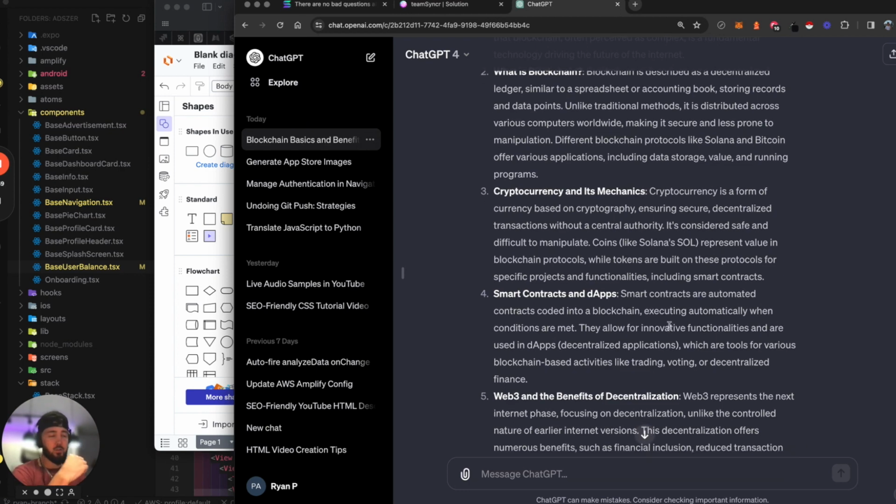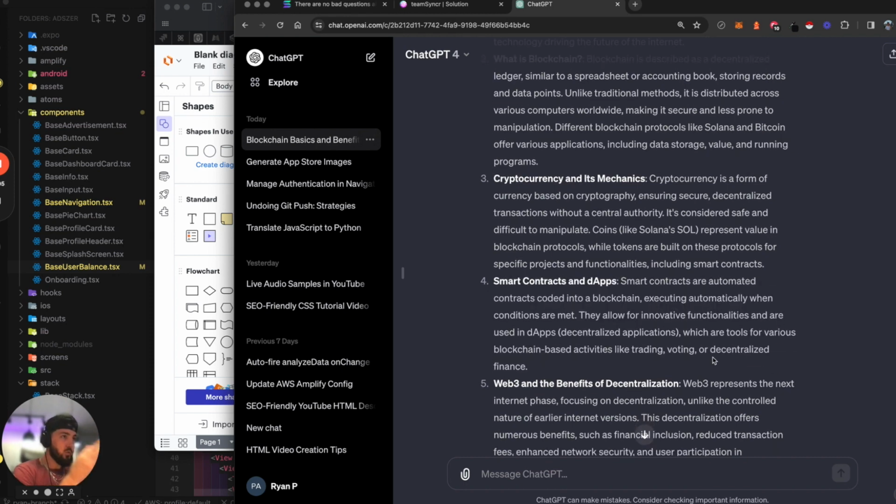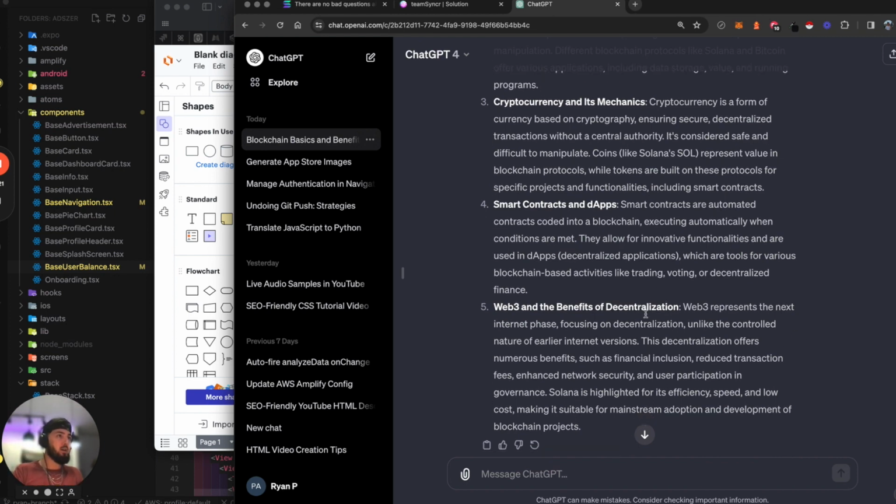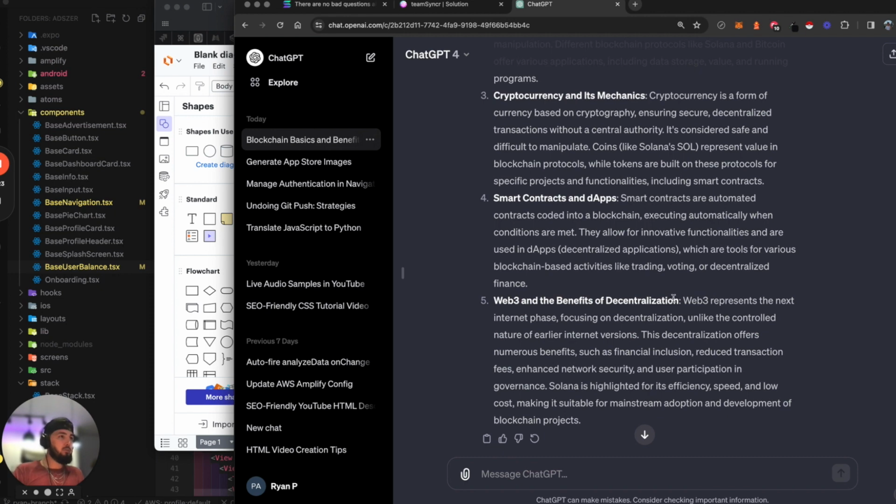So that's what a decentralized application is, or at least one use case of a decentralized project, which are tools for various blockchain-based activities like trading, voting, decentralized finance. We might want to build some sort of DAO, which would be a decentralized autonomous organization. So it'd be decentralized finance and voting. You would click off two of those things. Web3 and benefits of decentralization. Web3.